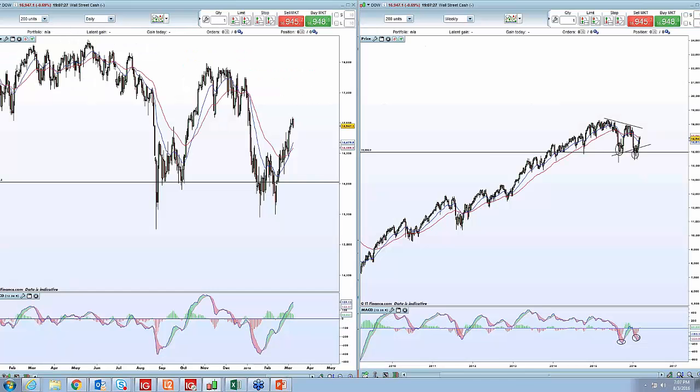So let's start with the indices first. A lot of the indices, we all know, have rallied quite a bit for the past 2 weeks. In fact, the rally caught me by surprise. But this is the point where we can really see who's the winner. Will it be the bulls or the bears? Let me show you why.